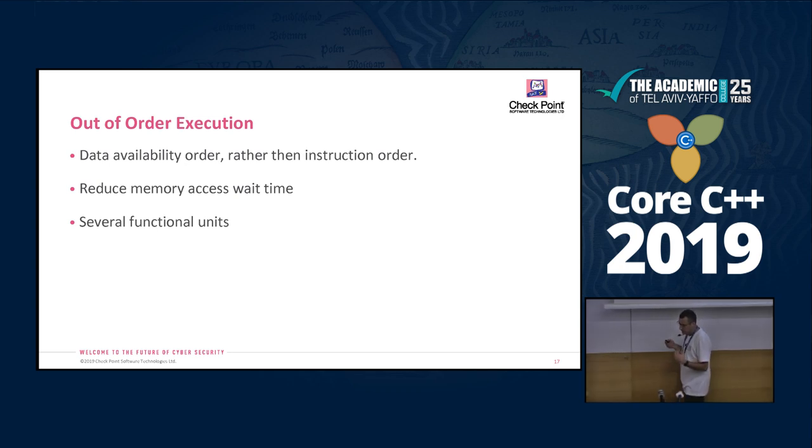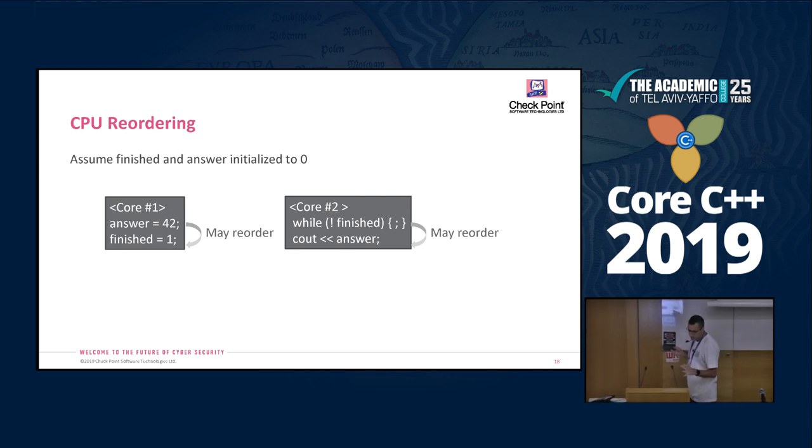But it also means that the instructions are being reordered. So if you look at this simple producer-consumer, we see that we have one core that just publishes an answer, 42, and then marks a flag with one. The consumer waits for the flag to be set and then just prints the answer. But as we said, the CPU may reorder it. So the CPU may write finished before answer is written. It also may be that the second core reads answer before it reads finished equals one.